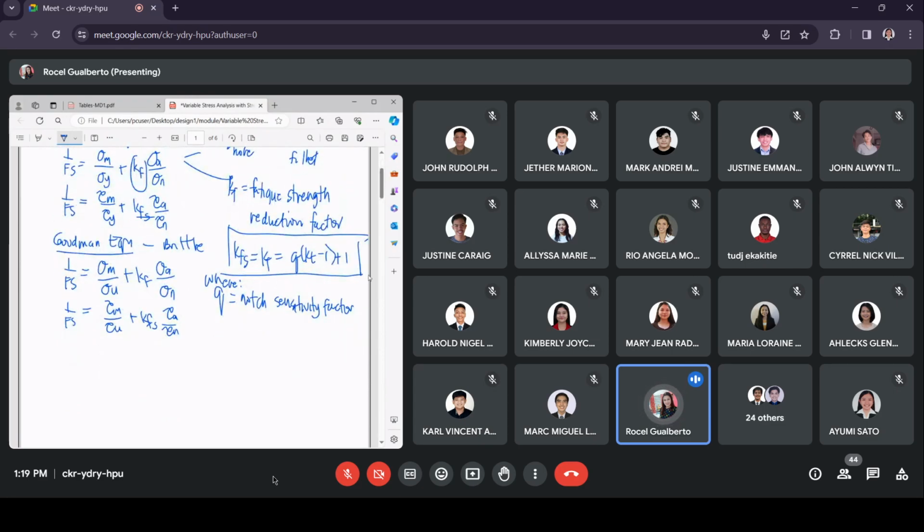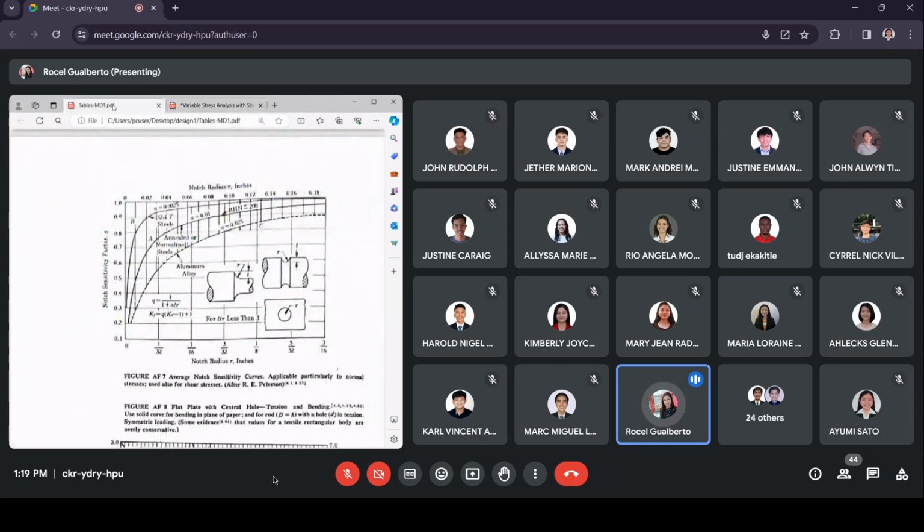And how do you obtain the value of Q? Where can you obtain the value of Q? You get your design tables, and you go to figure AF7. I think that is on page 22. So this is your figure AF7.